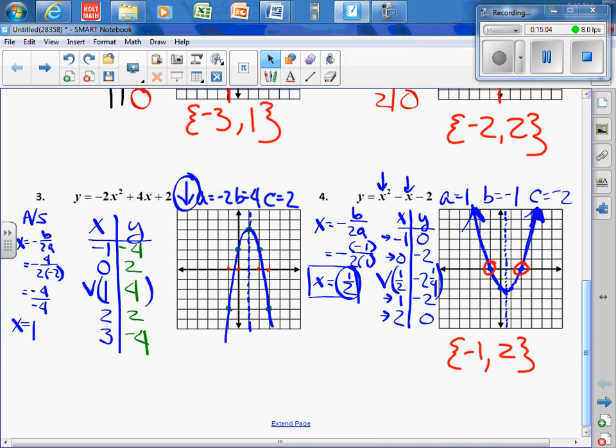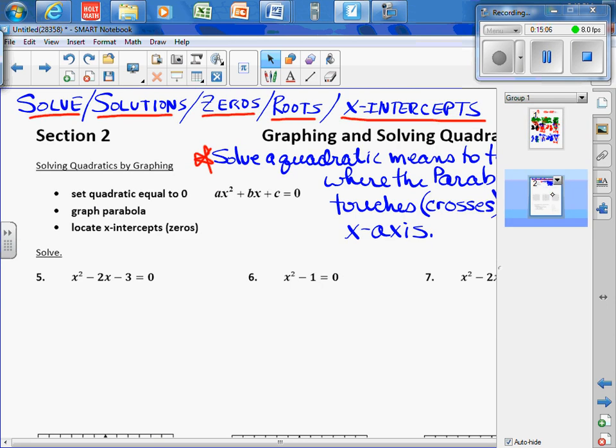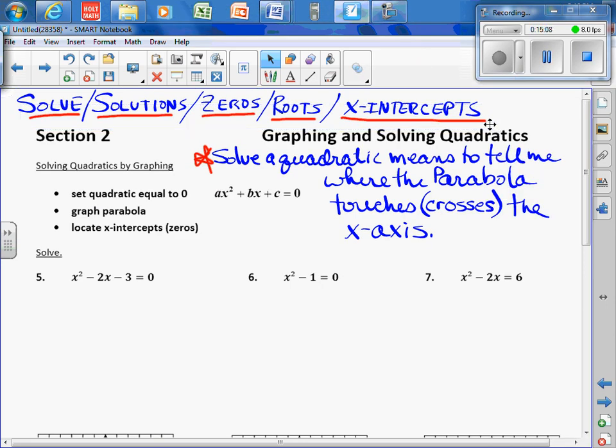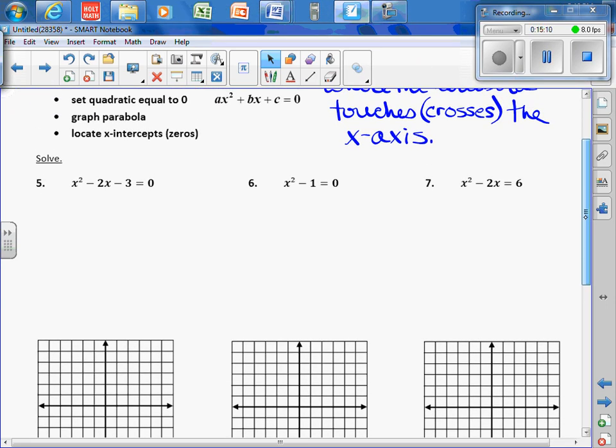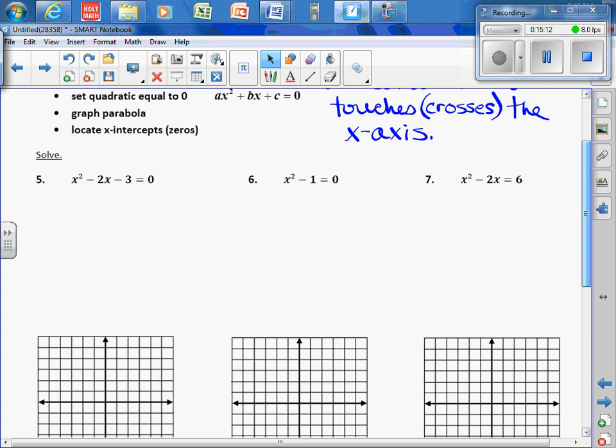So how does that equate to doing what we're doing in this part? It's the exact same thing. We have to graph the parabola and then tell me where it crosses the x-axis. So I'm going to go ahead and get you started with x equals -b over 2a. Remember, a is equal to 1, b is equal to -2, and c is equal to -3.